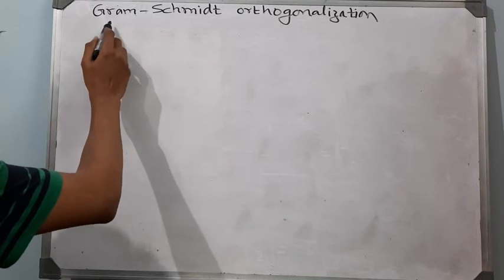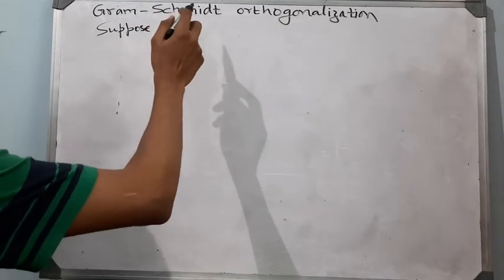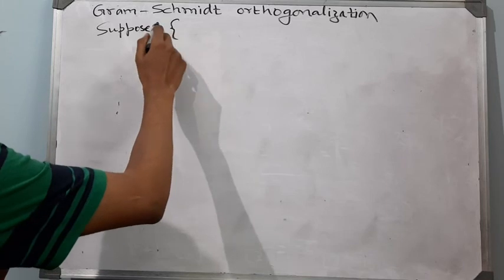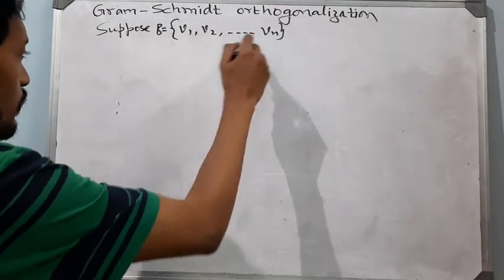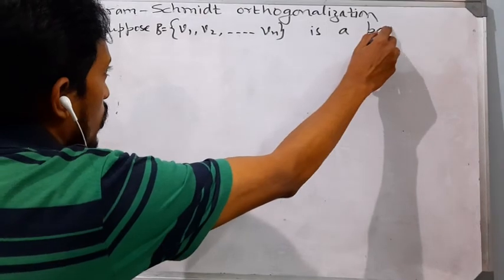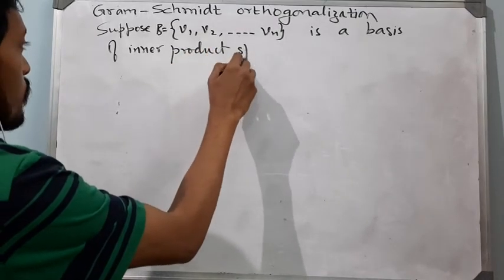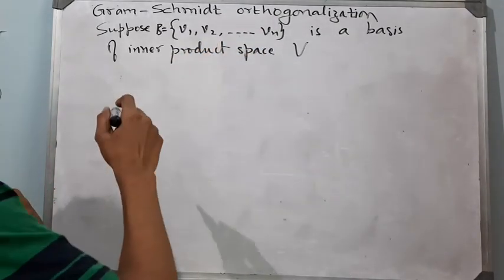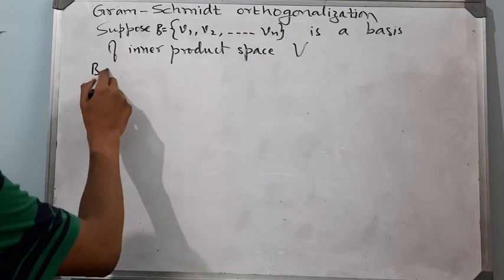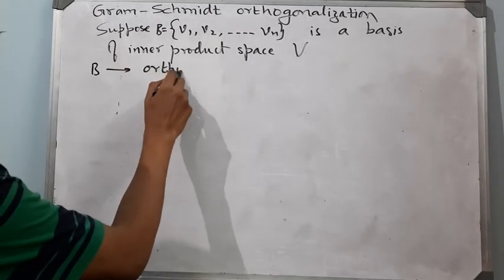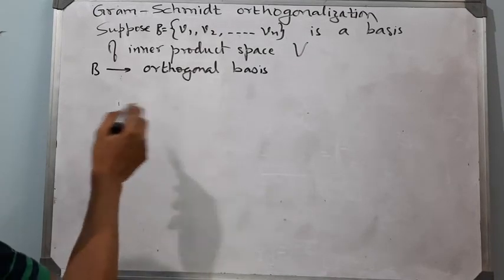Now suppose we have a set of vectors which are a basis of the inner product space V. I'll call it B: V1, V2, up to Vn. This is a basis of inner product space V. Now we want to convert B to an orthogonal basis. For that we make use of the concept of projections.